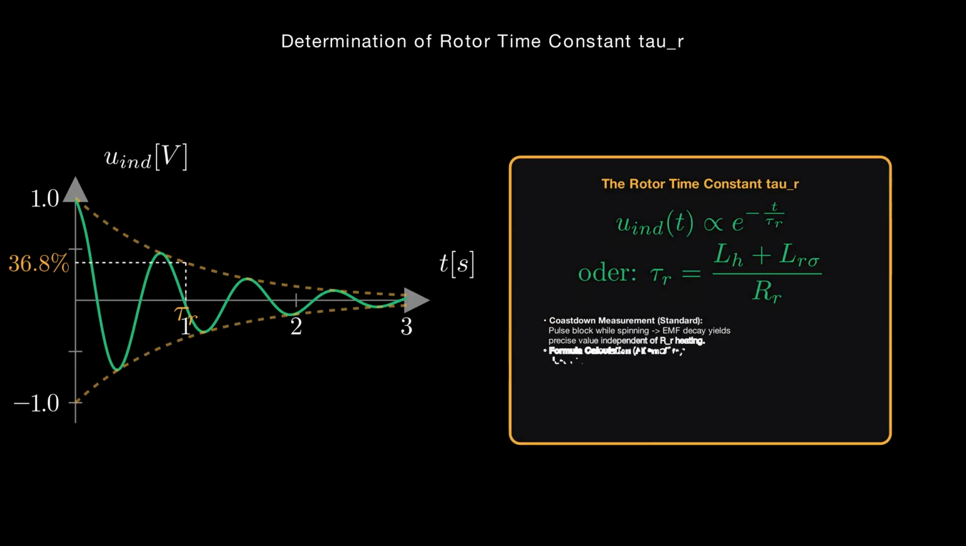The rotor time constant tau determines how quickly the rotor flux decays during coast-down. The inverter preferably determines this value via a coast-down measurement. By blocking the pulses while the motor is spinning, the exponential decay of the induced stator voltage is measured. This is temperature-independent and shock-free for catch-on-fly. Alternatively, tau can be calculated using the classic equation from mutual inductance and rotor resistance, serving as a fallback.